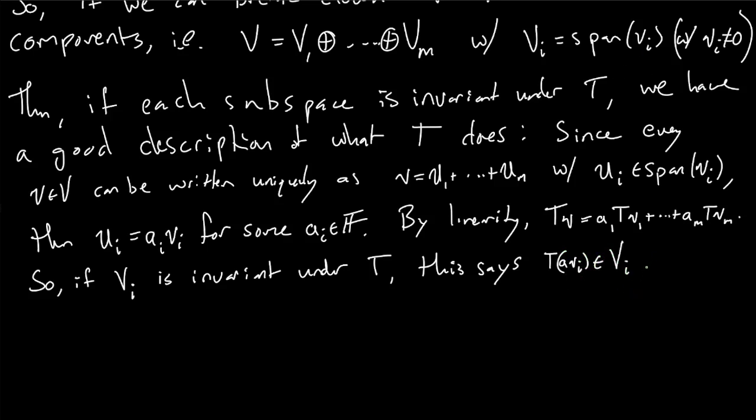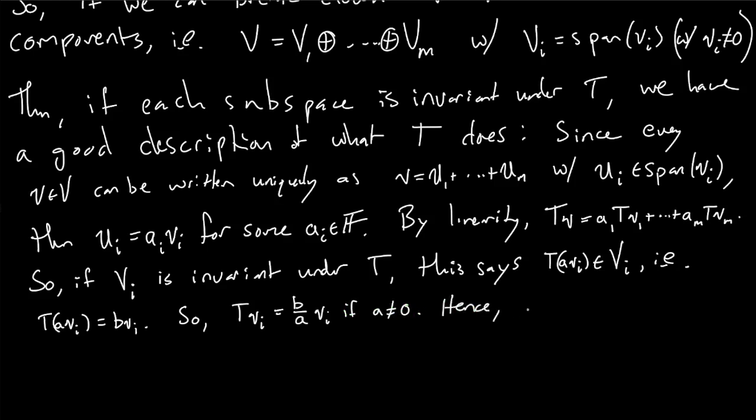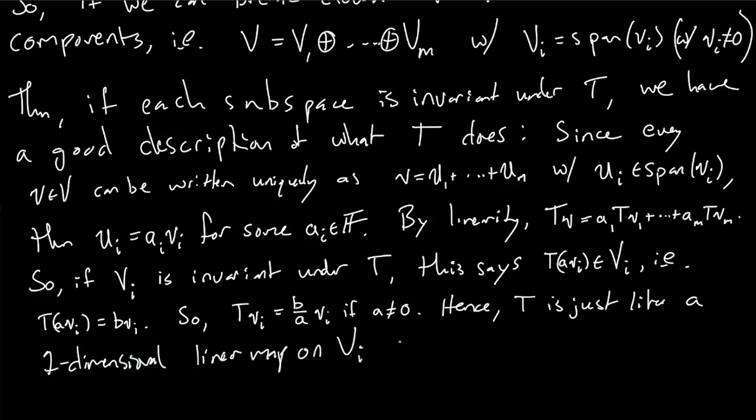It is just some scalar multiple of that vector. I.e., how do you end up in the span? T of a vi is equal to some scalar multiple of vi. Let's call it lambda vi. Or even I won't call it quite lambda yet. Let me call it b vi. So T of vi is equal to b over a vi if a is not equal to 0. Hence, T is just like a one-dimensional linear map on Vi.